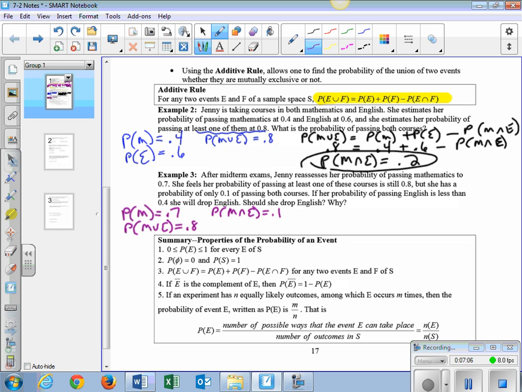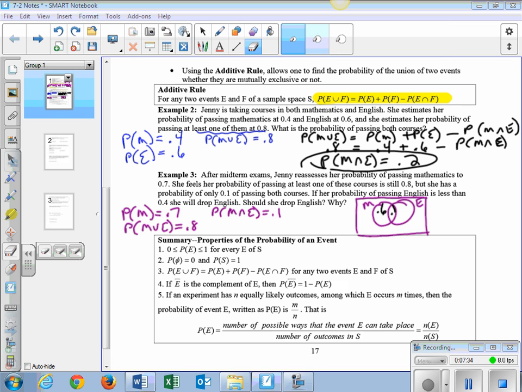So, keep in mind you can also, instead of using the additive rule, use Venn diagrams. So it might be helpful to do this one with Venn diagrams. Here's math and English. Let's see if we can do it that way. So both of them is 0.1, so that's going to go in the middle. Math is 0.7, so this is going to be 0.6. Oh, I can't see that. I got to start over again. Let me erase that.